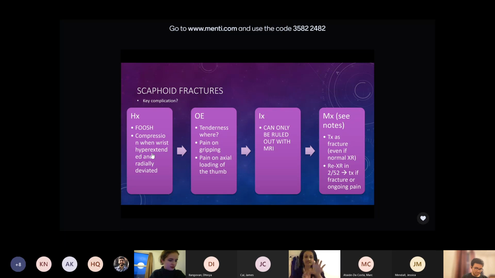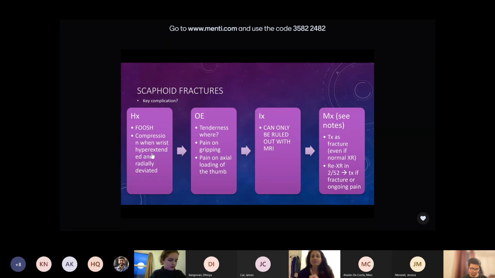And they get tenderness, as we said, over the anatomical snuff box, pain when they're gripping, and pain on axial loading. So basically, if you get their thumb and just push it in, that would hurt. And the only way you can investigate a scaphoid fracture properly, gold standard, is MRI. So an X-ray doesn't rule it out. A repeat X-ray doesn't rule it out. You need an MRI to actually diagnose it.